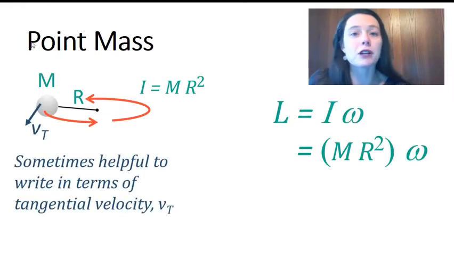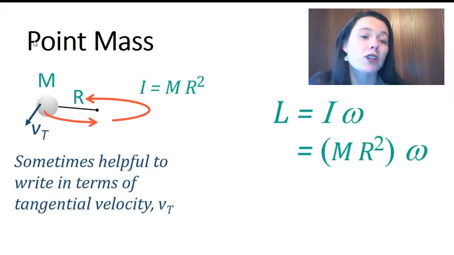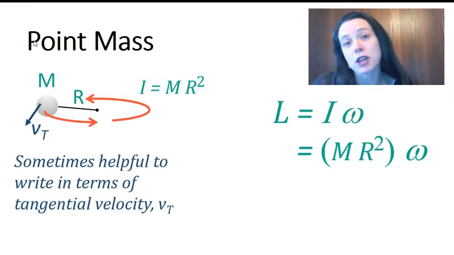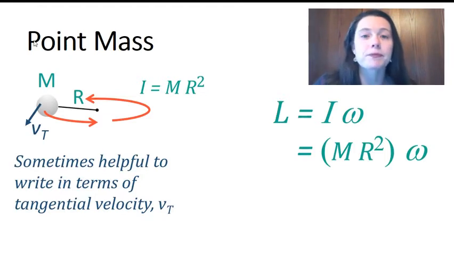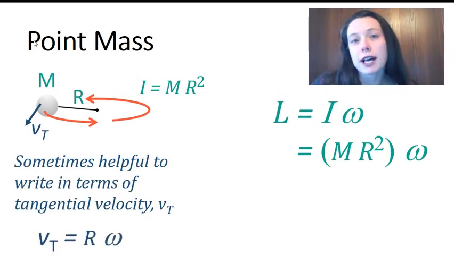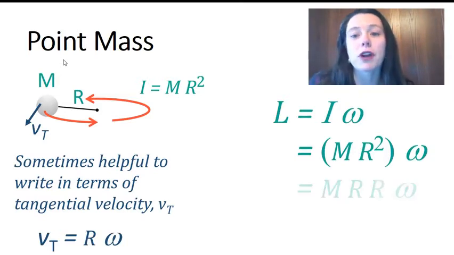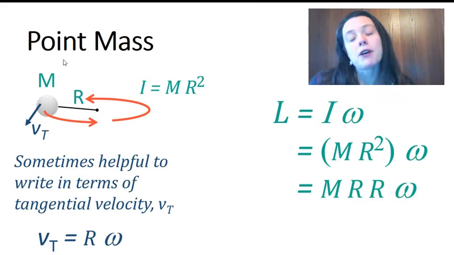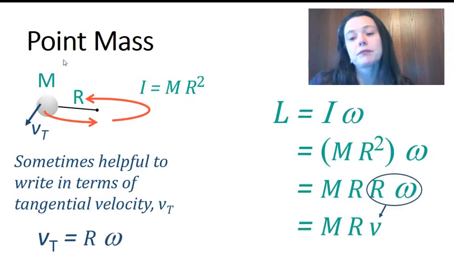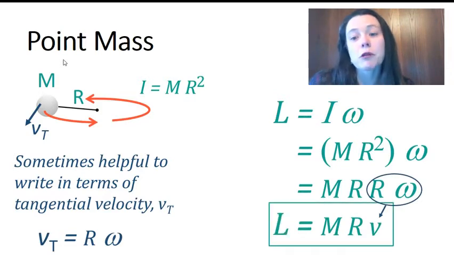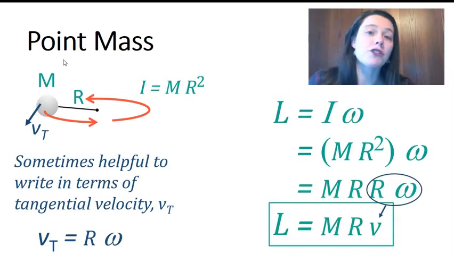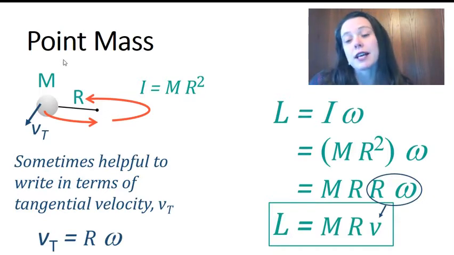But sometimes we'll run into situations where it's helpful to write this equation in terms of the tangential velocity of the object instead of the angular velocity. Remember that tangential velocity is equal to the radius multiplied by the angular velocity. That's our bridge equation. If we expand the equation on the right, we can write this as m r omega, and r omega is equal to tangential velocity. This gives us an equation for angular momentum that's proportional to the tangential velocity instead of the angular velocity. We'll come across some examples where this comes in handy.